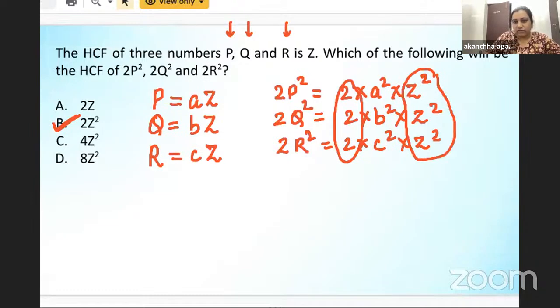Really nice. So all of you who had a doubt of considering 8z square, I hope it's clear why it wouldn't be 8. Because we take the common term. We don't have to take the product of the common term, right?